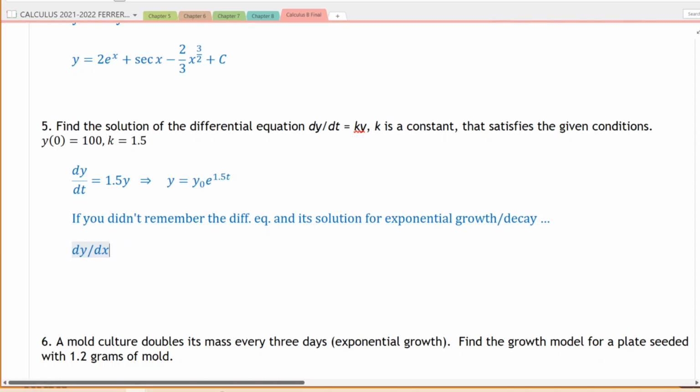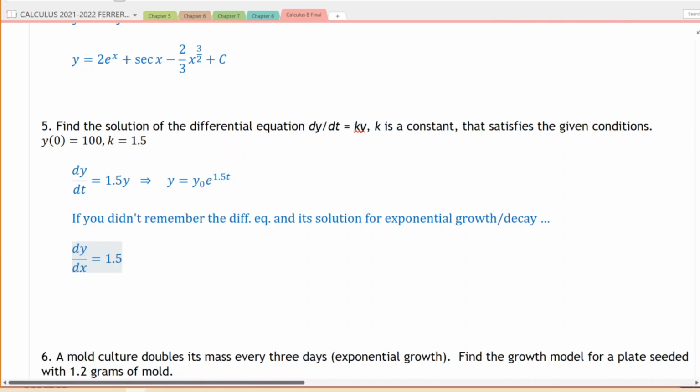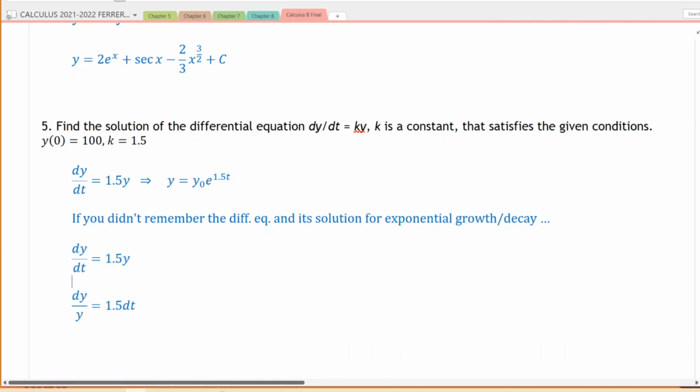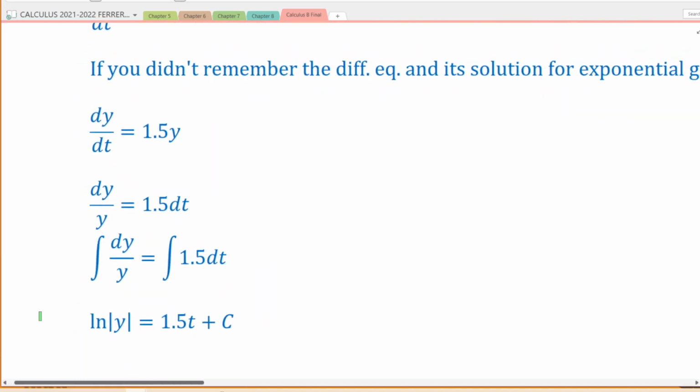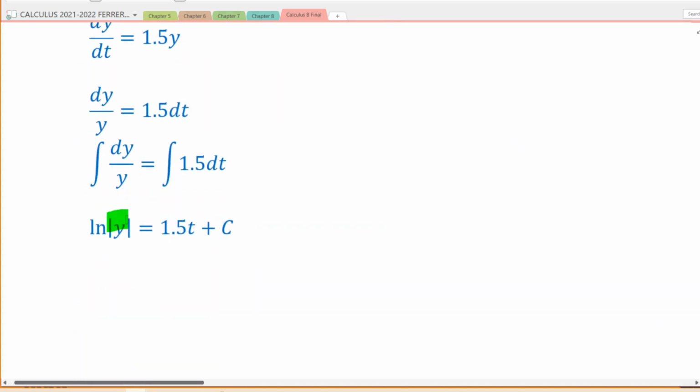We'll start off with dy/dt equals 1.5y. This means that dy over y is equal to 1.5 dt. This means the antiderivative of dy over y is equal to the antiderivative of 1.5 dt, which means that the natural log of the absolute value of y is equal to 1.5t plus a constant.